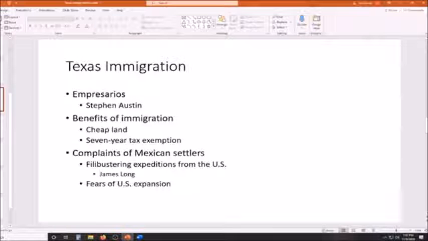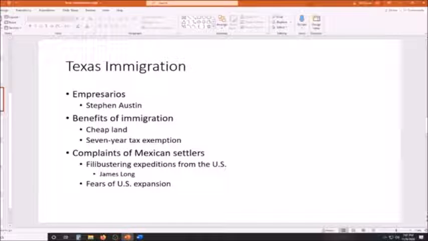So what's the process for Texas immigration? How do we get Anglo-American immigrants into the country? Well, it's done through a system called the impresario system. And who are impresarios? These are individuals who are responsible for bringing Anglo-American families into Texas and having them settle on land, or actually, selling the land to them.